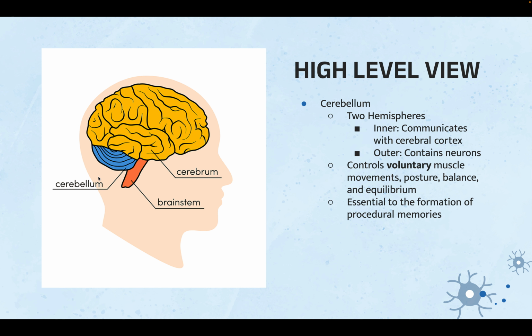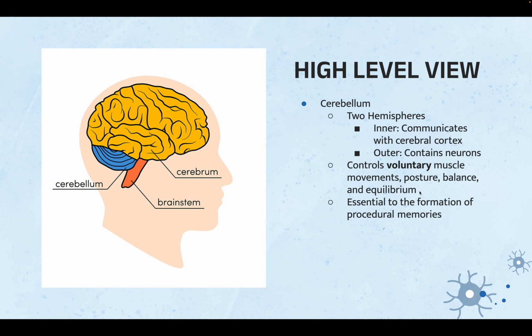The cerebellum also has two hemispheres. In this case, it has an inner hemisphere, which is focusing on communicating with the cerebral cortex, and the outer hemisphere, which contains neurons. It specifically controls voluntary muscle movement, posture, balance, and equilibrium.